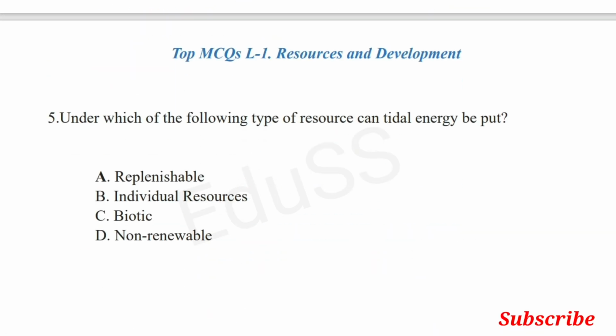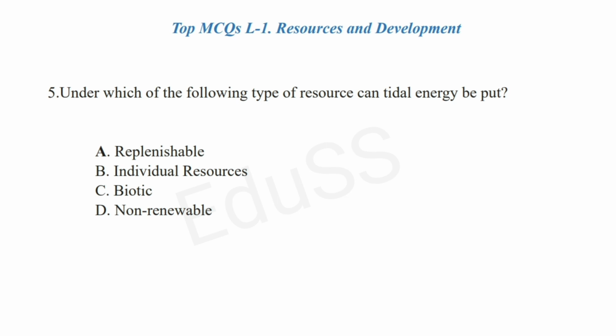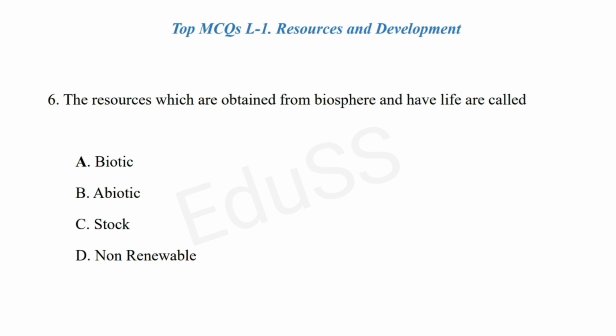Moving to the next. Under which of the following types of resource can tidal energy be put? The correct option is replenishable. Now next. The resources which are obtained from biosphere and have life are called, they are known by the name biotic. The resources which we get from the living things are known as biotic. And what is abiotic? Which we get from the non-living things.